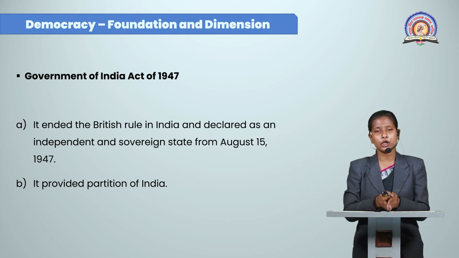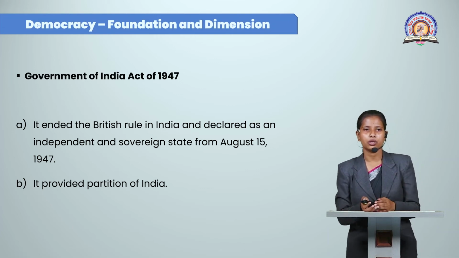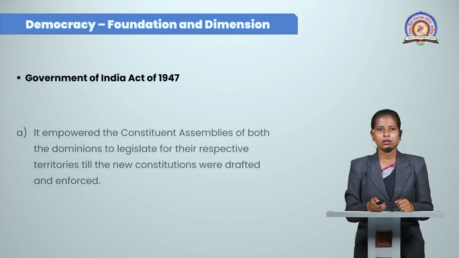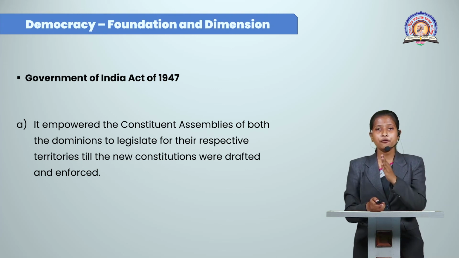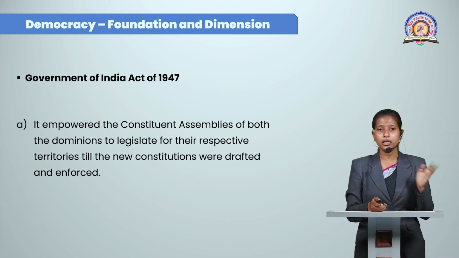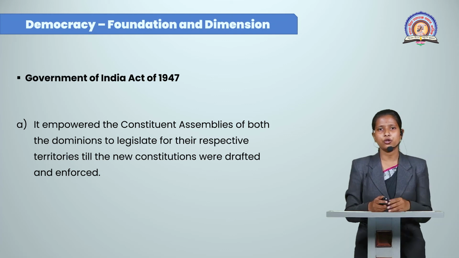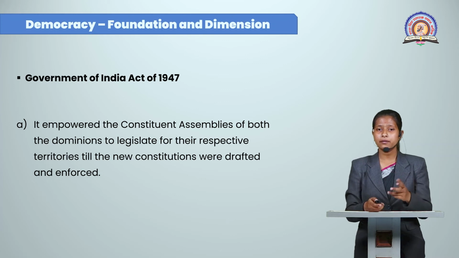It provided the partition of India, and now India will make its own constitution, and Pakistan will make its own constitution. Now, when we move further, the Government of India Act 1947 provided the Constituent Assembly to both the dominions as the legislature for the respective territory till the new constitution was drafted and enforced. So India will make a different constitution of its own, and Pakistan its own.